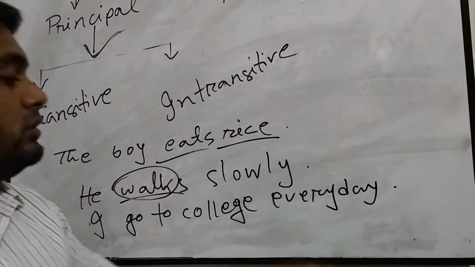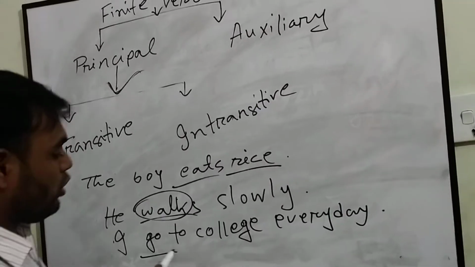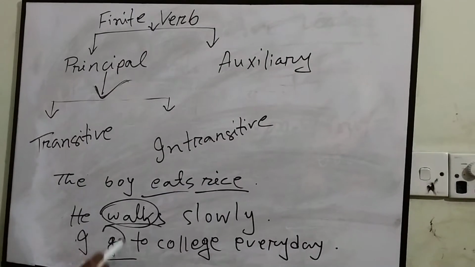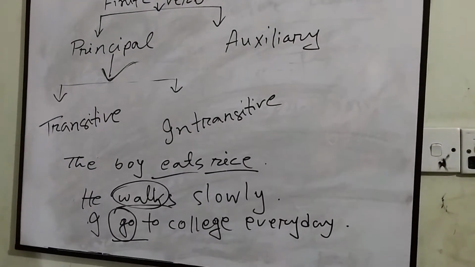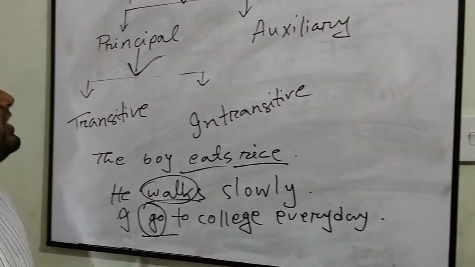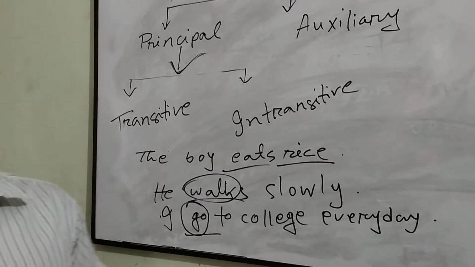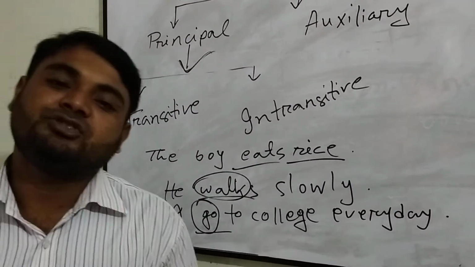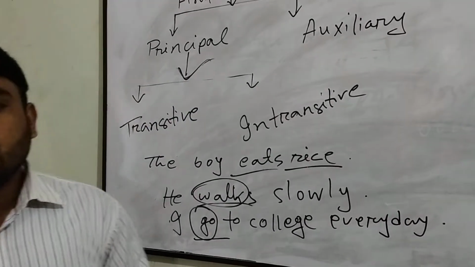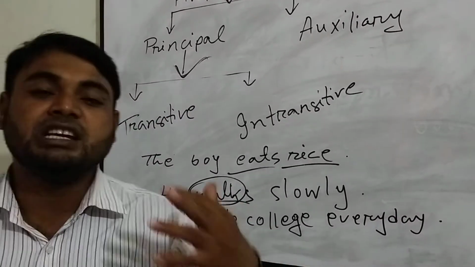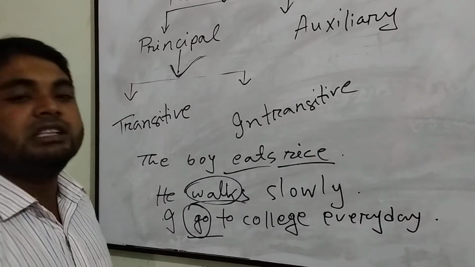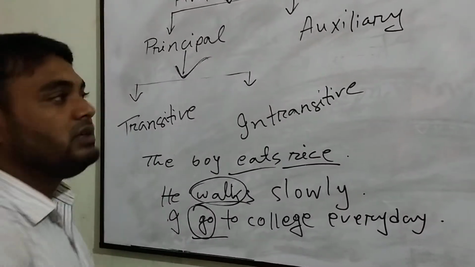I go to college every day. Here, go. There is no object in this sentence, so go also is an intransitive verb. The difference between transitive and intransitive: the verb which does not have any object is intransitive, and the verb which has an object in the sentence is called a transitive verb.